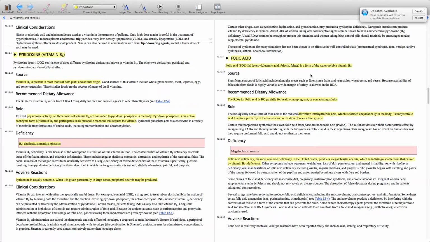Folic acid. This is one that is important during pregnancy. The RDA for folic acid is 400 micrograms, that's mcg, daily for healthy non-pregnant and non-lactating adults. Of course, that goes up in pregnancy.